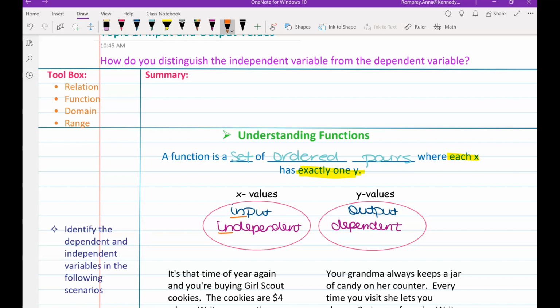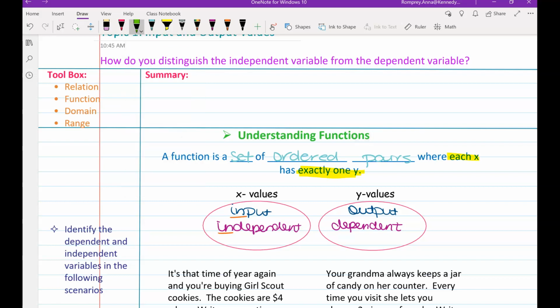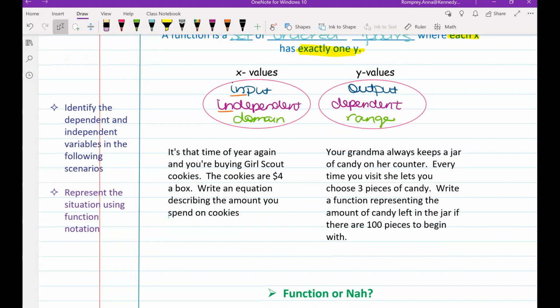There's also another word, and it is the domain. So the x values are the domain of a function, and the y values are the range, domain and range. So 3 terms, all representing x values, 3 terms, all representing y values. We're given a couple scenarios, and it says identify the dependent and independent variables in the following scenarios.